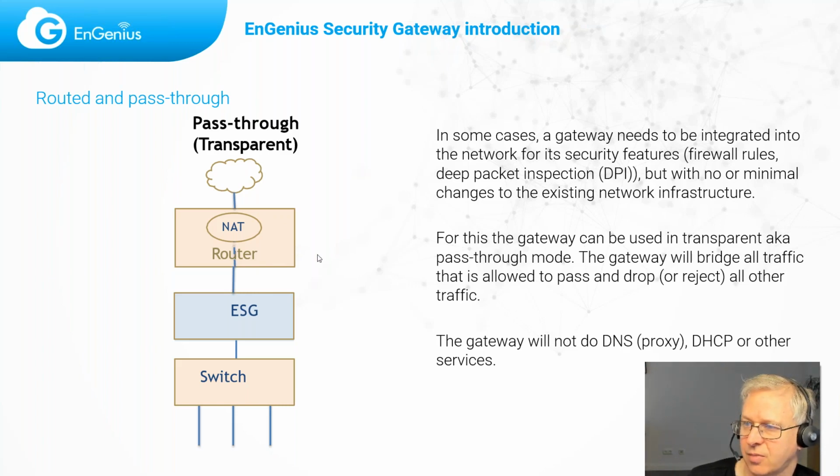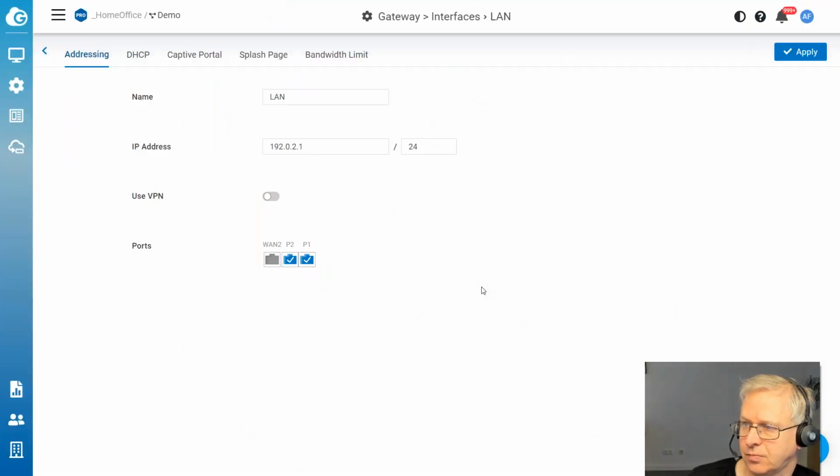You just take out the patch cable from your router to your first switch, or in front of it, even sometimes, and you take another patch cable and you plug it in between. In this case, it will only do the firewalling. It will not do stuff like DNS proxy, DHCP, or other services. I will mainly focus on NAT mode here.